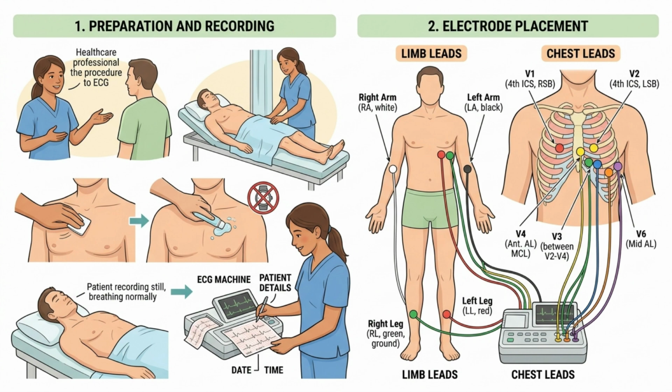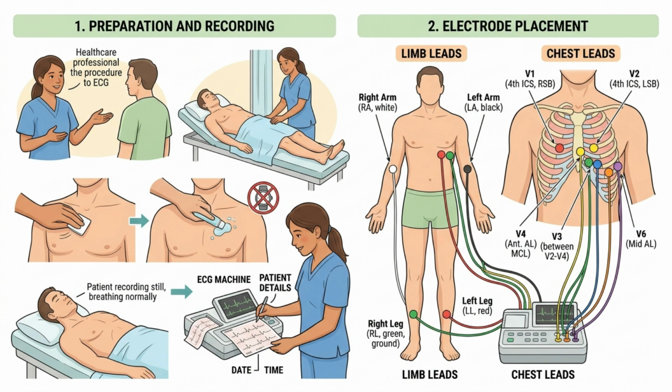Electrode placement. A standard ECG uses 10 electrodes to obtain 12 leads. Limb leads. 4 electrodes are placed on the limbs: right arm, right leg, ground electrode, left leg.